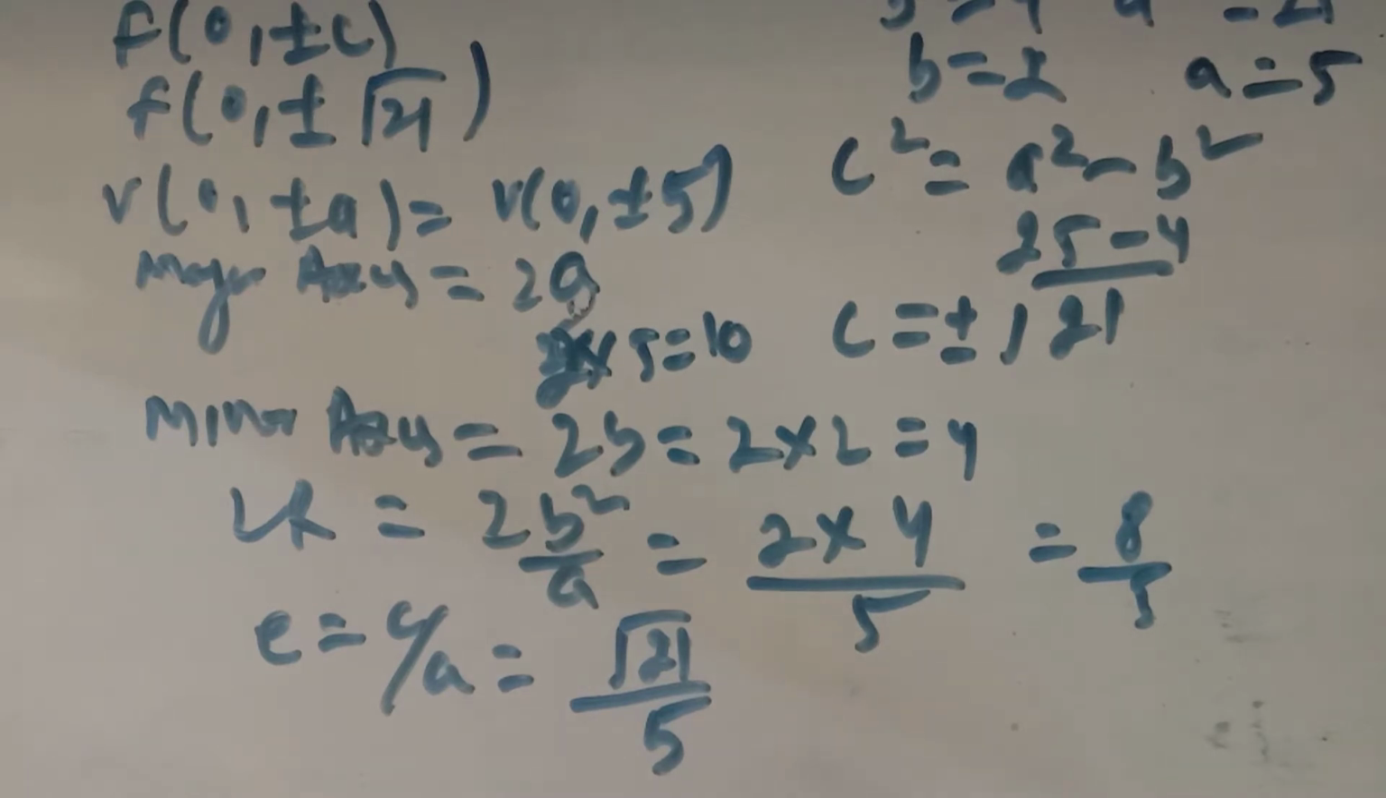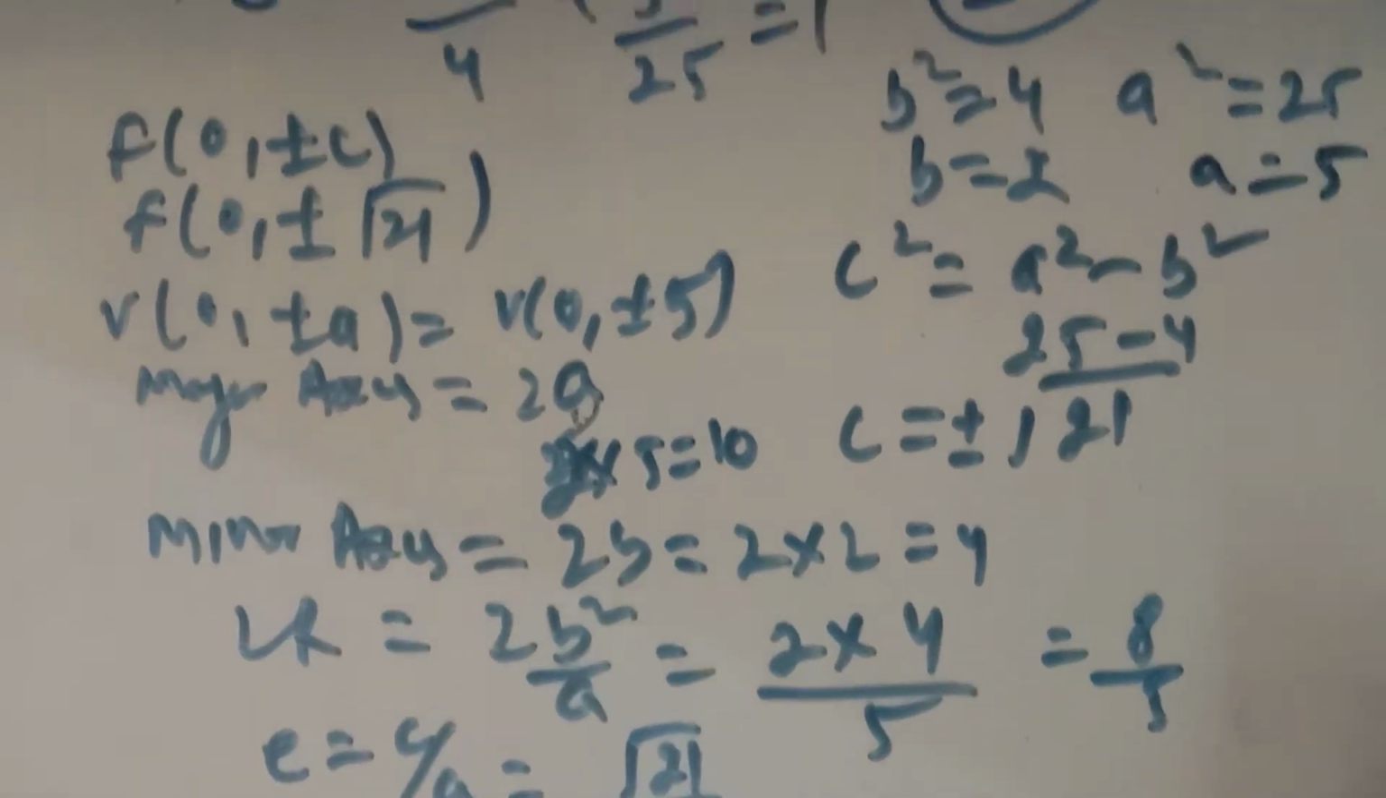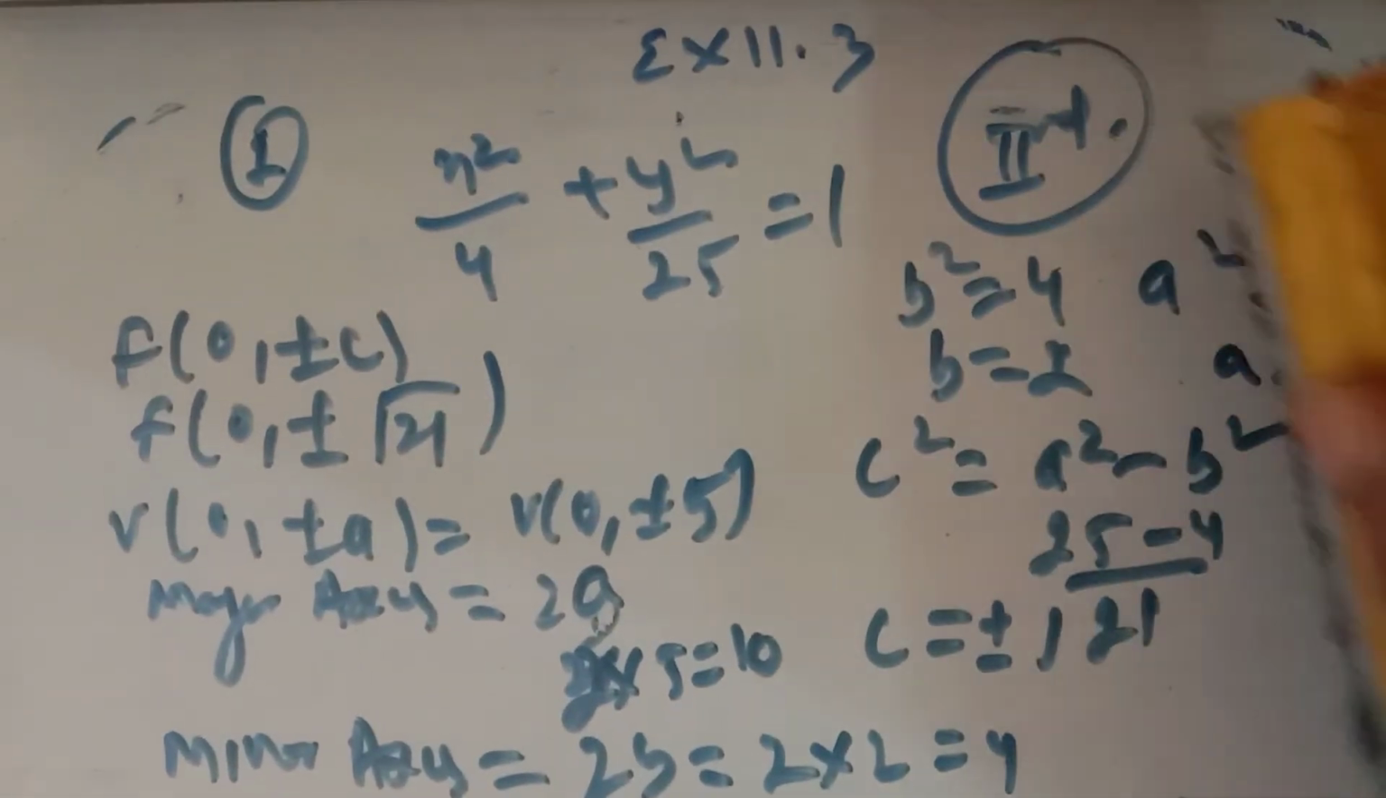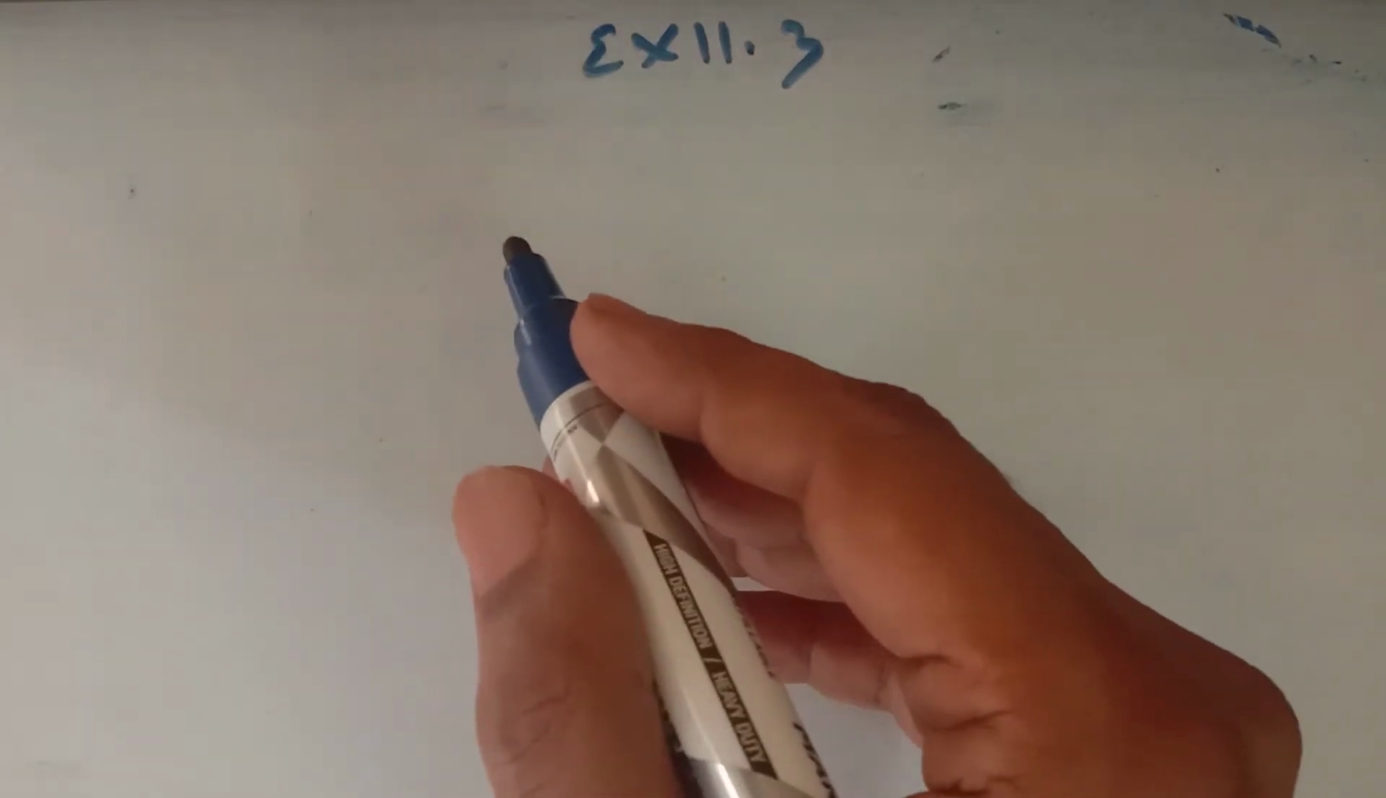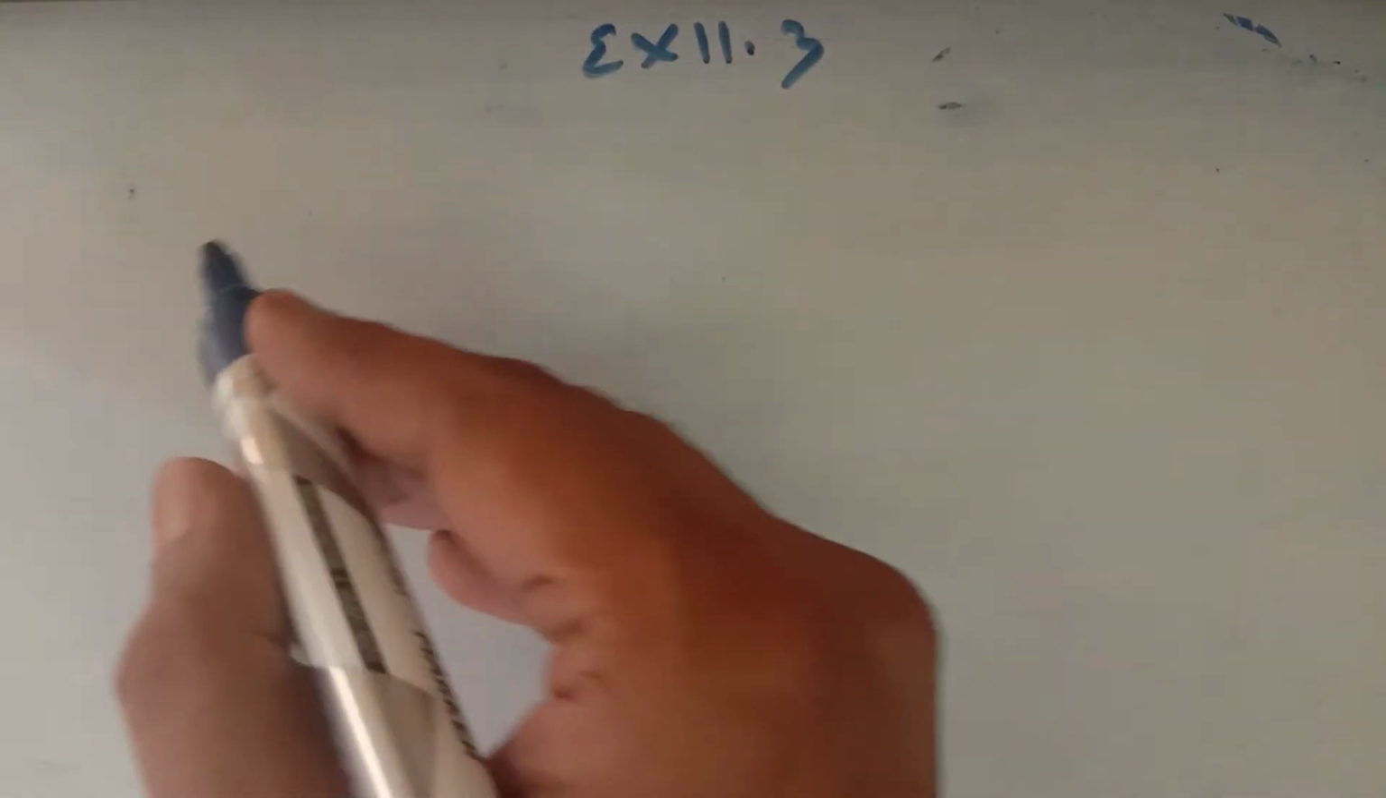So you can easily find the various things for the given ellipse according to which type of ellipse it is, horizontal or vertical. If the greater value is below the x², it will be a horizontal ellipse, and if the greater value is below the y², then it will be a vertical ellipse.